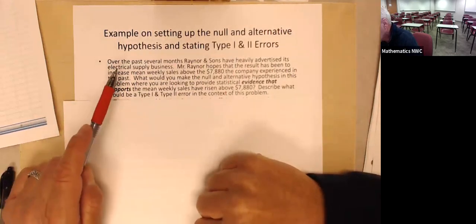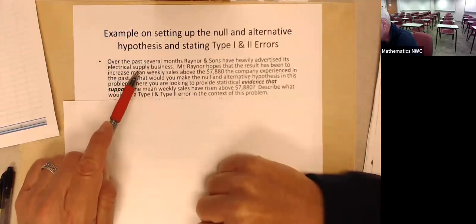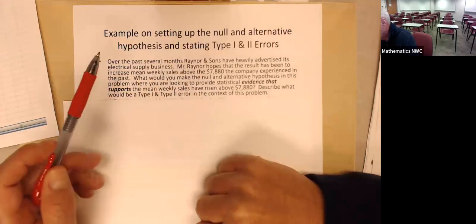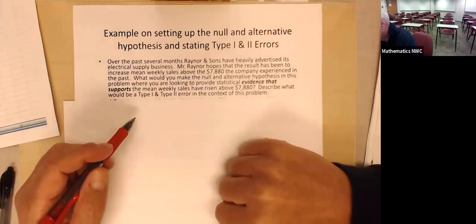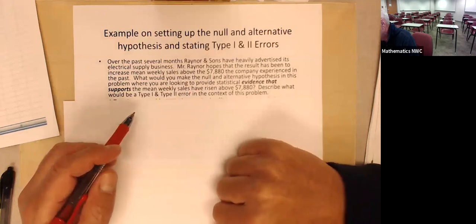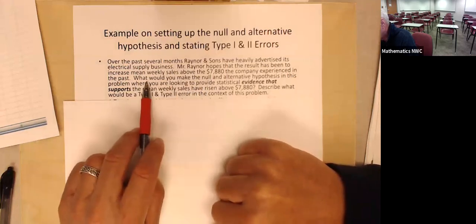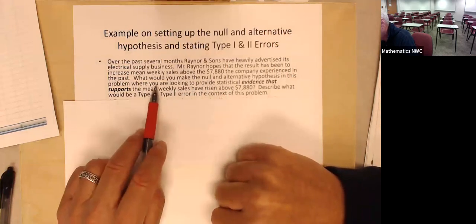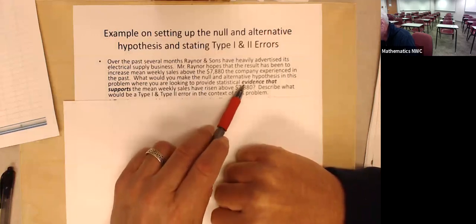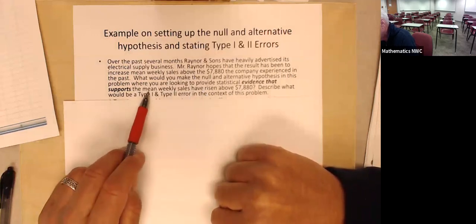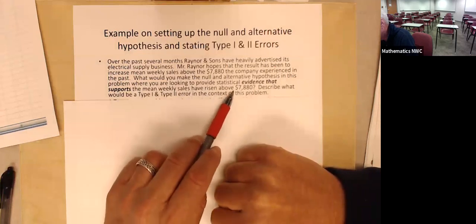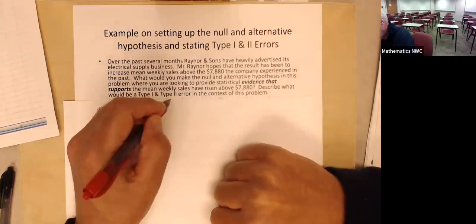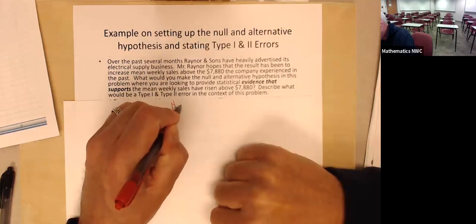Over the past several months, Rayner & Sons have heavily advertised its electrical supply business. Mr. Rayner hopes that the result has been to increase the mean weekly sales above $7,880, which is what the company experienced in the past. What would I have to make the null and alternative in this problem if I were looking to provide evidence that supports the mean sales have risen above? That's what I'm trying to show. That means that's my alternative.